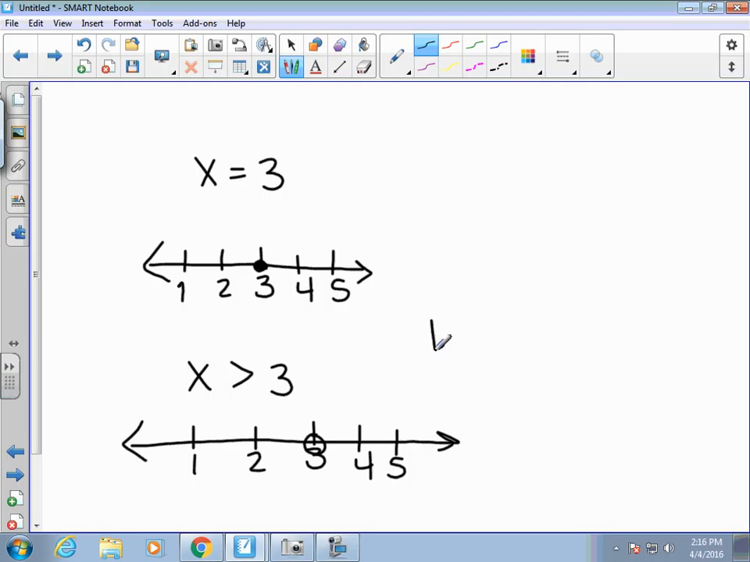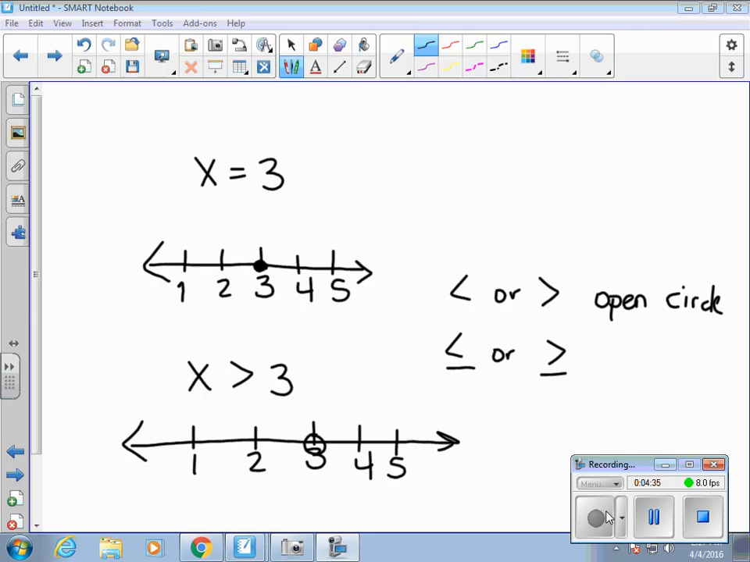Now, if it is less than, actually, let's not write that. Let's just do our symbols. You need to write this part then. If you have less than or greater than, you have an open circle. Like this. Okay? If you have less than or equal to, or greater than or equal to, this is a shaded circle.